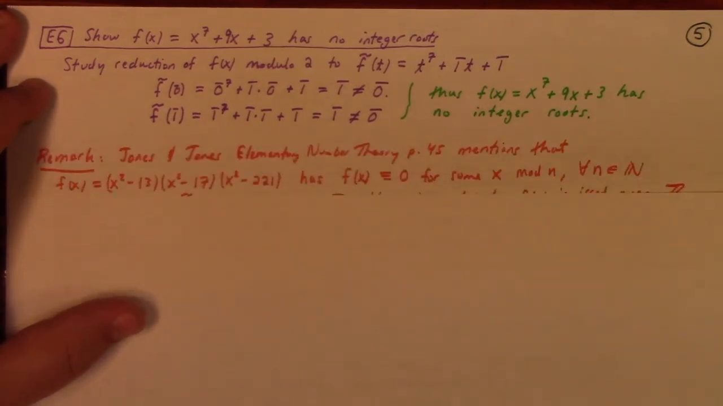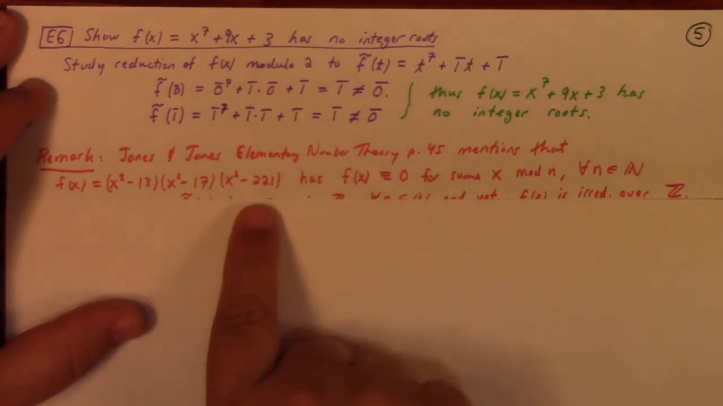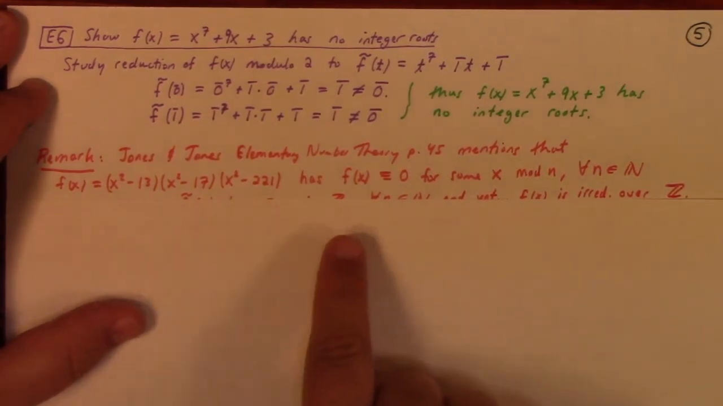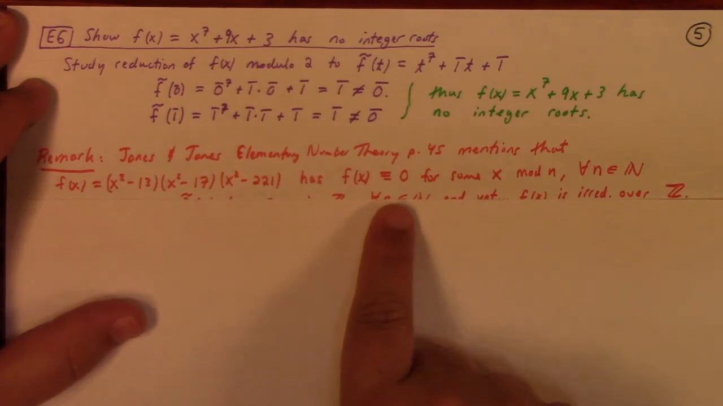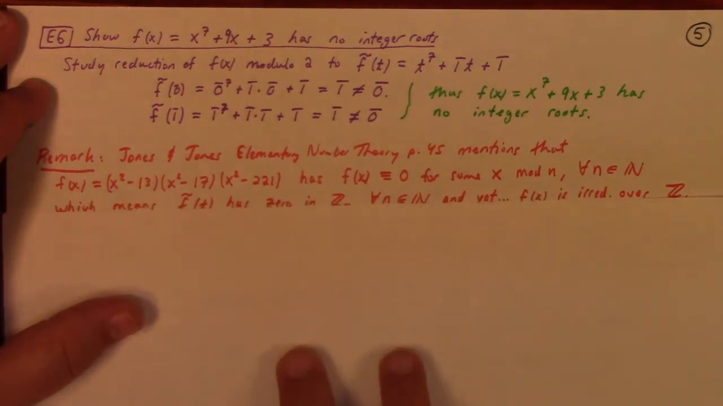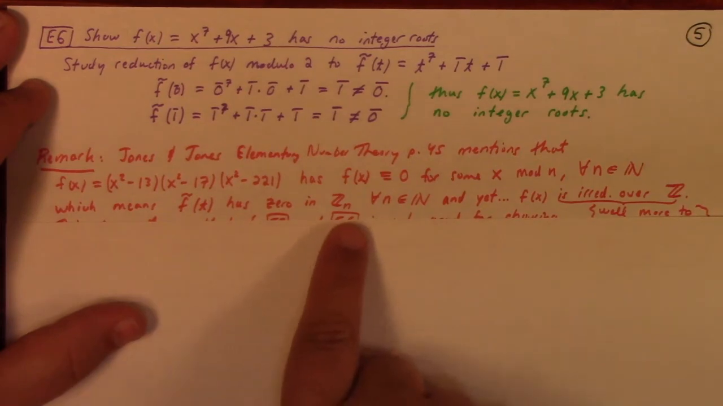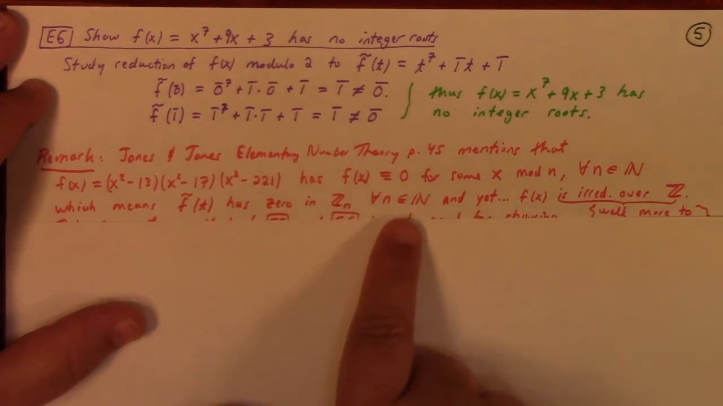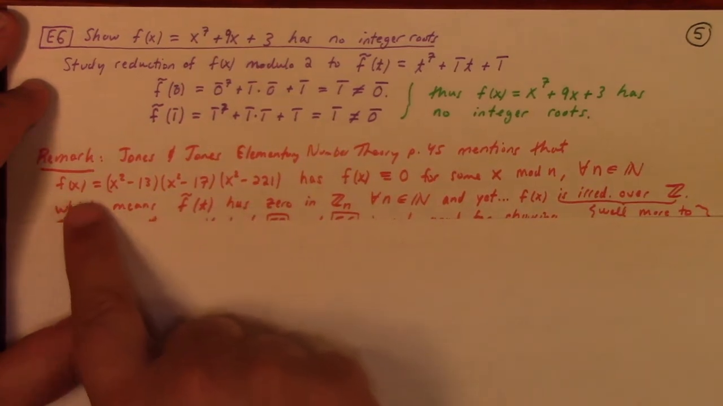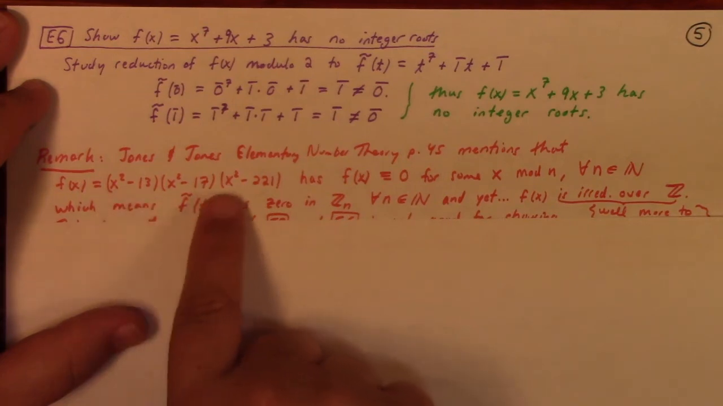Now I should mention Jones and Jones, Elementary Number Theory, page 45, mentions this polynomial right here: (x squared minus 13)(x squared minus 7)(x squared minus 221). This has f of x congruent to 0 for some choice of x mod n for every possible modulus, which means that f tilde of t has a zero in Zn no matter what n you pick, and yet you can prove that this f of x is irreducible over Z. In other words, f of x has no integer zeros.